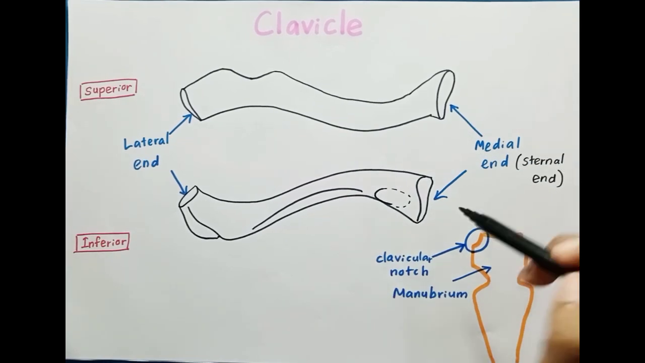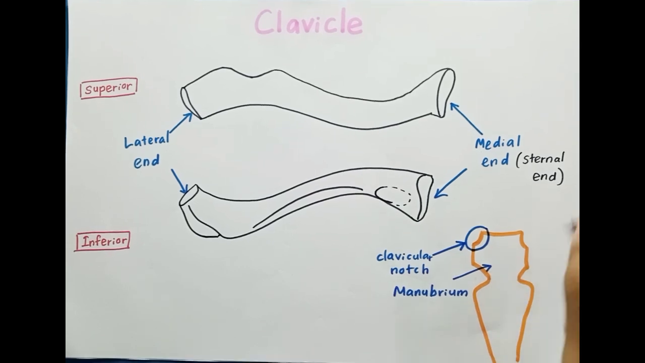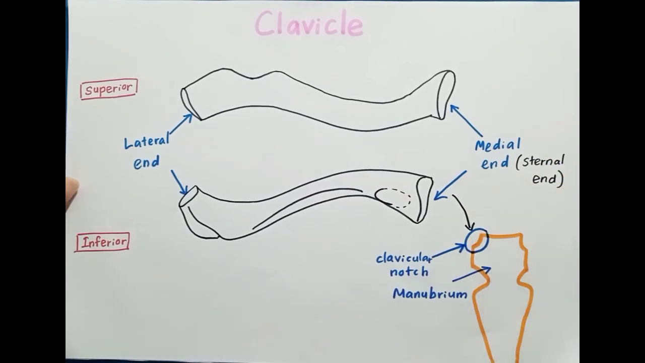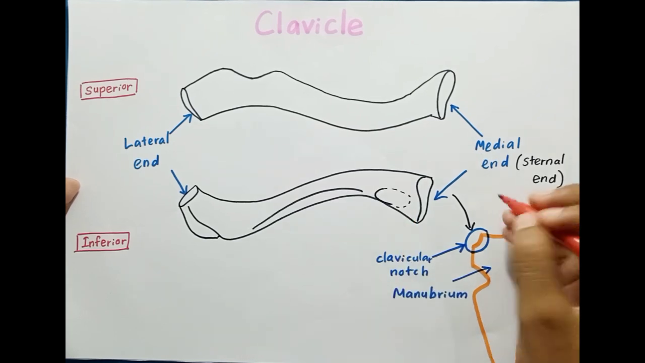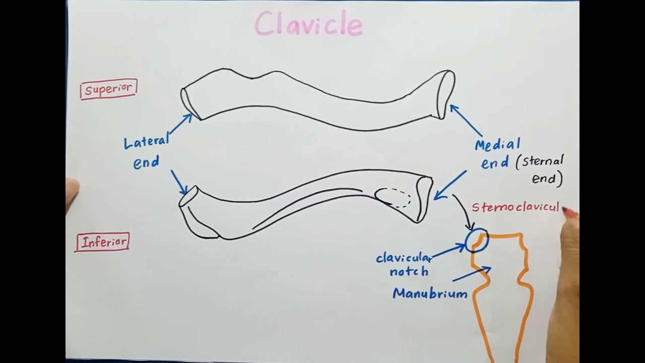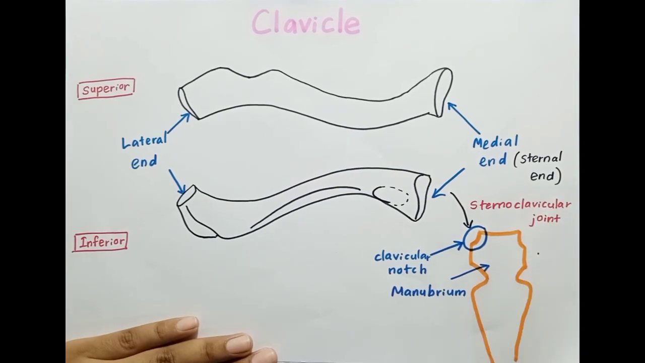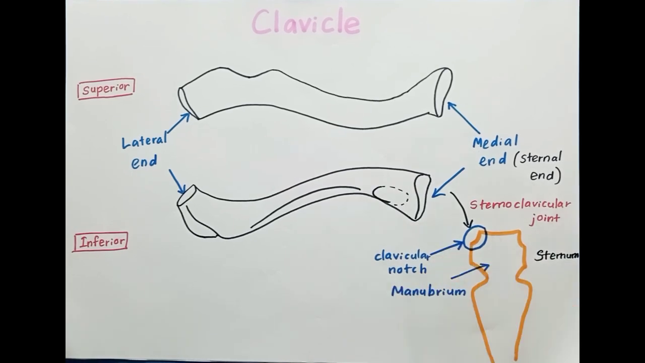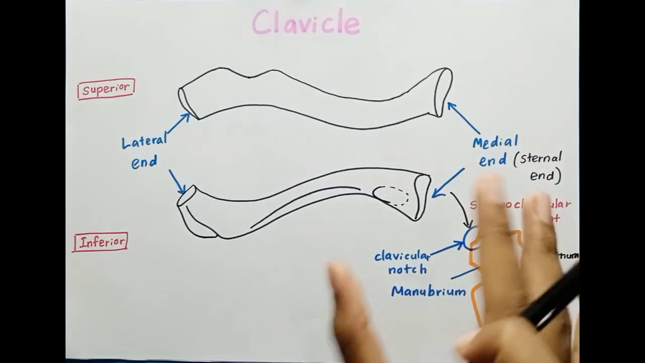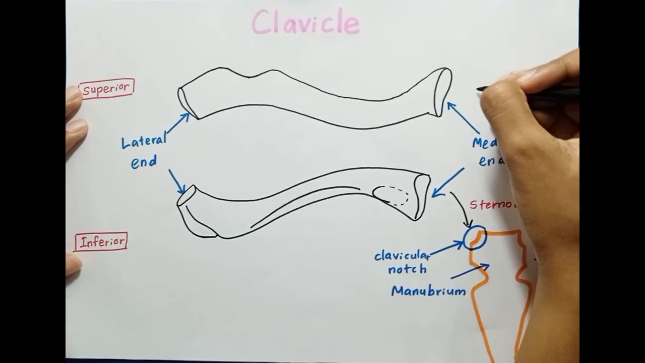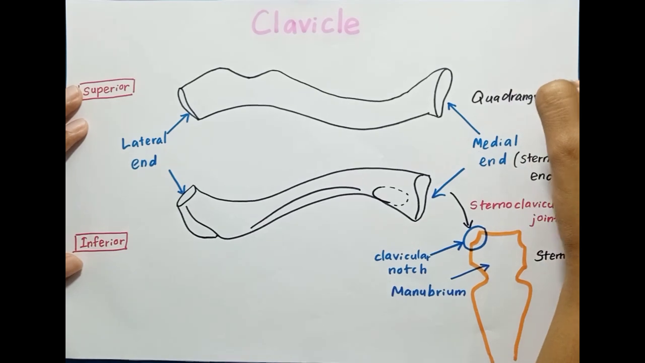So this medial end articulates with this clavicular notch and therefore this joint is known as sternoclavicular joint. Here sternum means sternum, clavicular means clavicle. So it is very easy to remember: sternum, clavicular, sternoclavicular joint. Okay. And this medial end is quadrangular in shape. This part is quadrangular in shape.